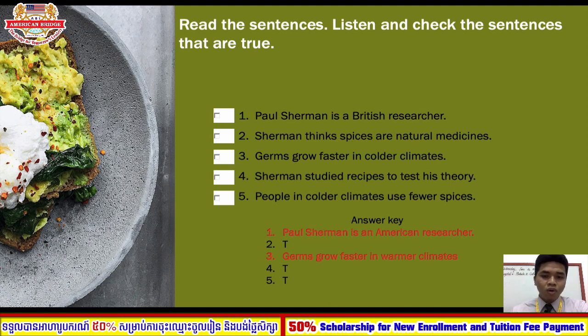Number 5, people in colder climates use fewer spices, which is true because, as stated, spices are natural medicine, and people who are living in a warmer climate have a low risk of germs, so they eat less spicy. However, in some countries such as India, they eat a lot of spices.